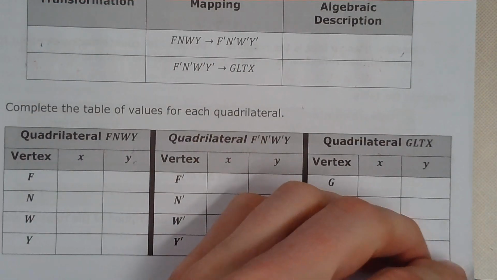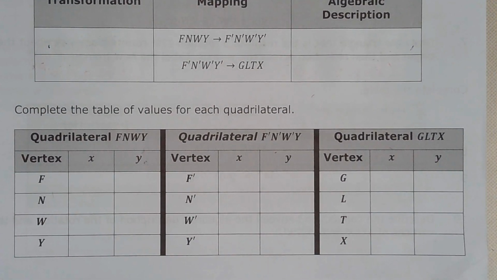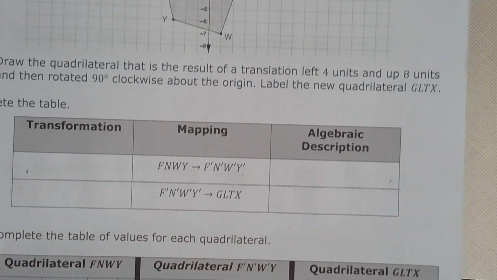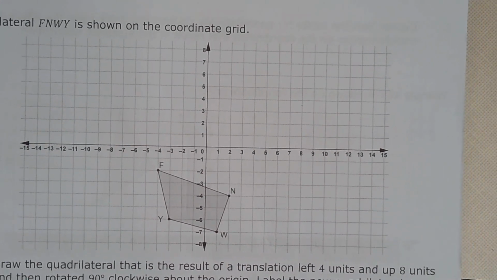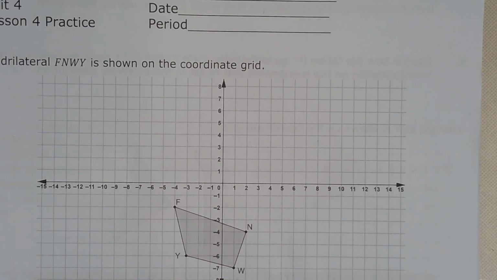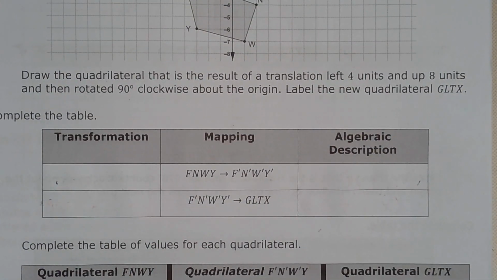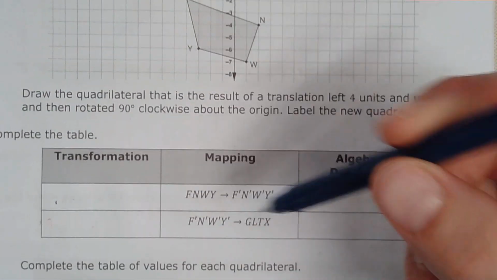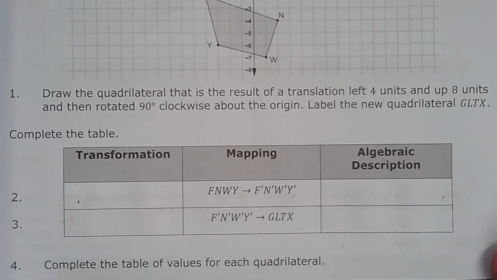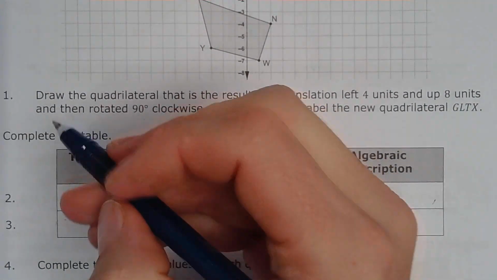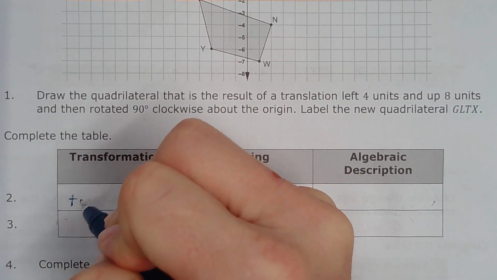So if you haven't recognized that this is all kind of like one question altogether, if you work it concurrently, it will be a lot easier on you. So let's go, blue is going to be my translation one. So let's go ahead and start the translation.